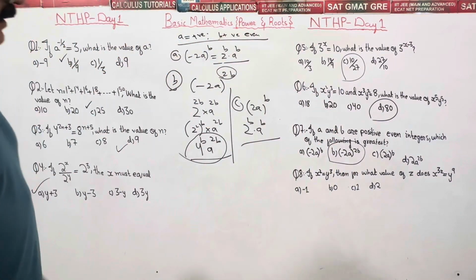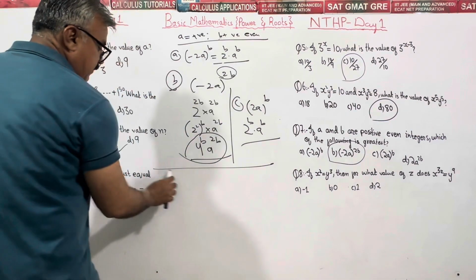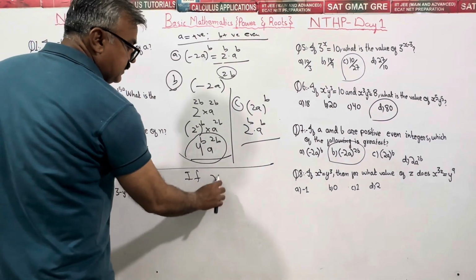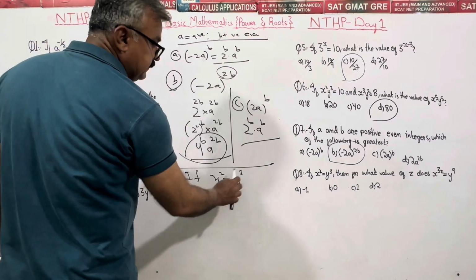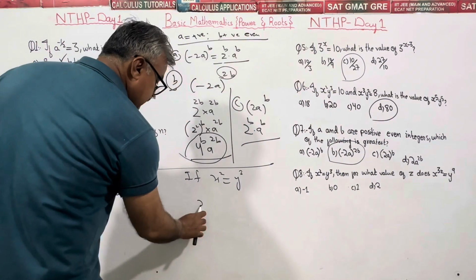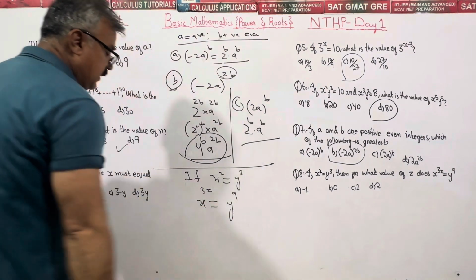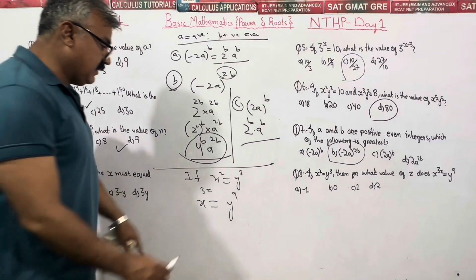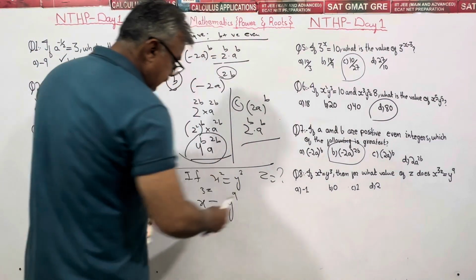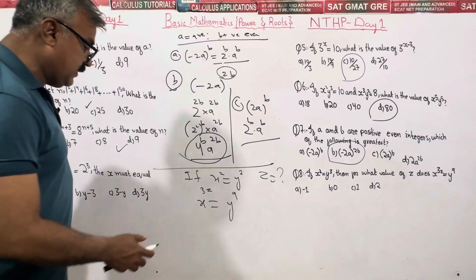Question number last but not least. If x square is equal to y cube, then for what value of z is x raised 3z equal to y raised 9? We are interested in the value of z. Find z. Given part: x square is equal to y cube.